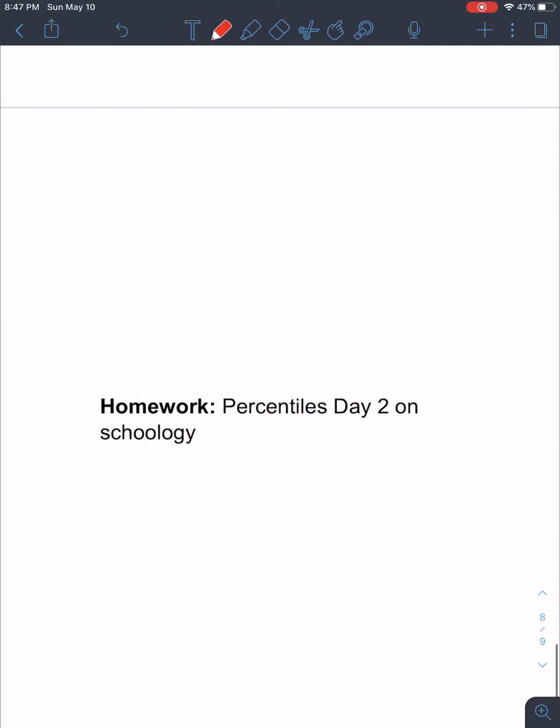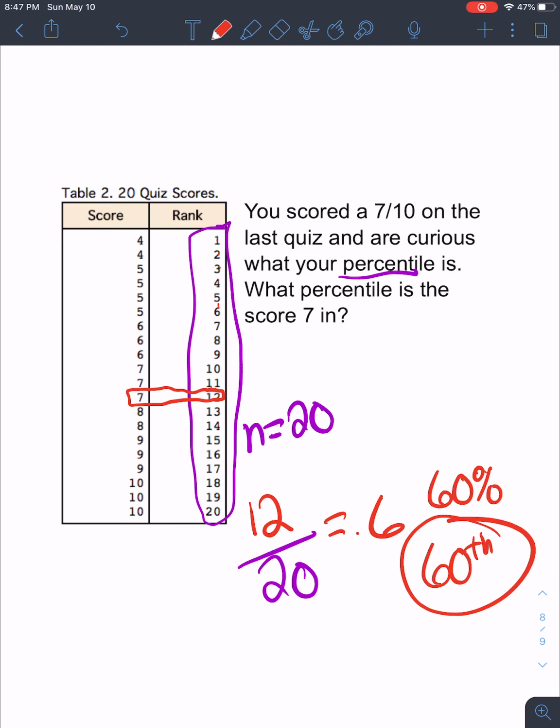So that is it for today's second day of notes on percentiles.